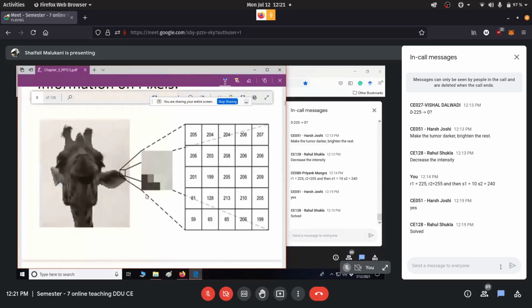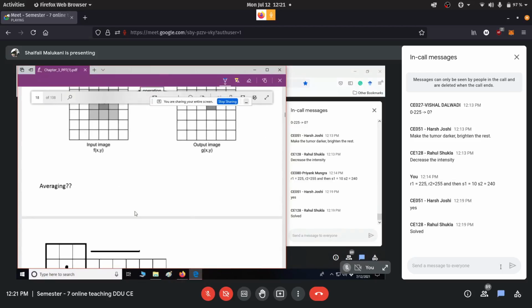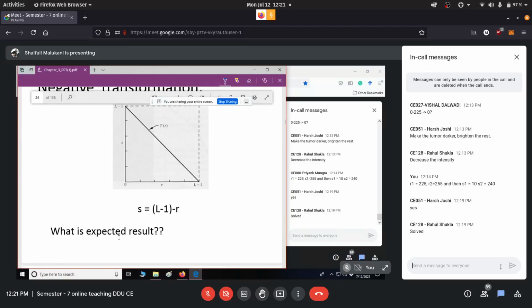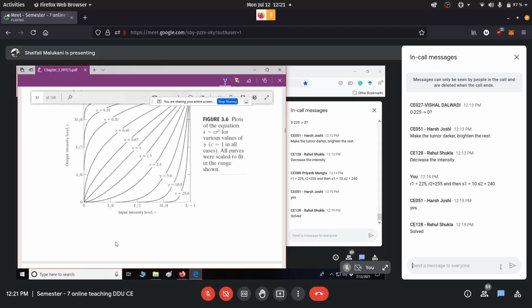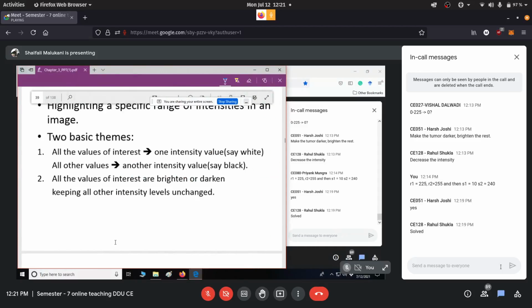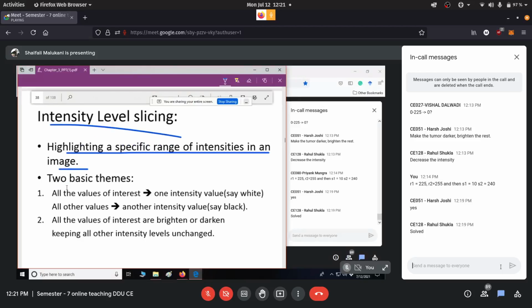Okay. So that is what intensity level slicing is. I sliced my image based on intensity. A certain range of intensity is highlighted because it is sliced, or rather it is treated separately, or in a special manner. Highlighting a specific range of intensities in an image is intensity level slicing.